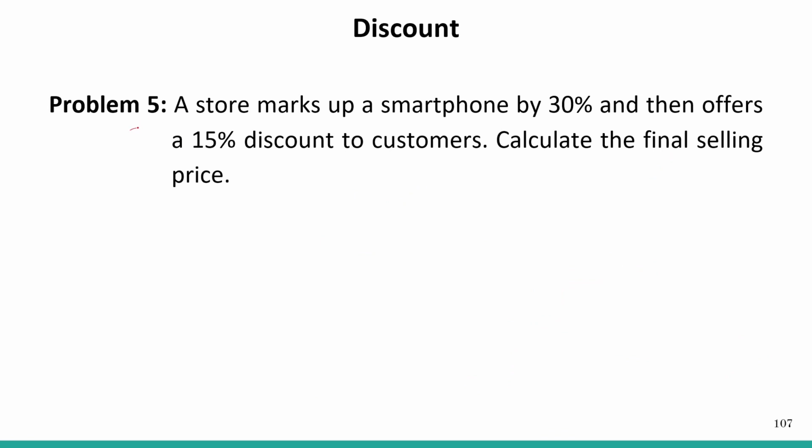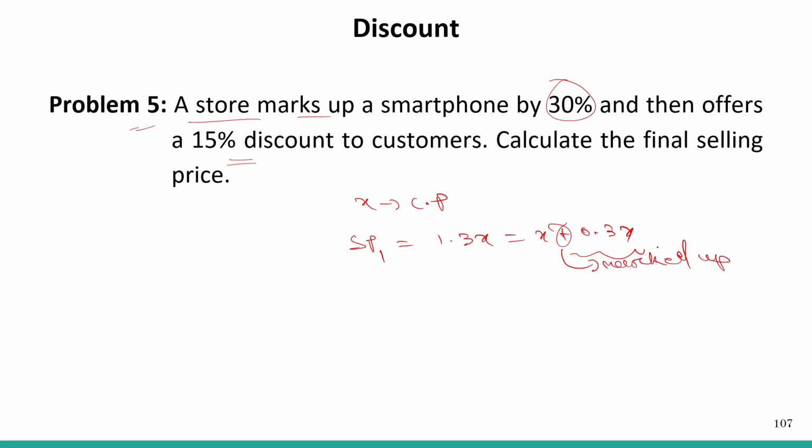So let's go for problem number 5. A store marks up a smartphone by 30% and then offers a discount of 15% to its customers. Okay, so what happens is, first, if X is CP, that is cost price, then SP1 is equal to what? 1.3x, that is equal to X plus 0.3x, because it is marked up. That's why we have used the plus sign, marked up. Right, and this is the decimal form of 30%, right? So this is equal to 1.3x.